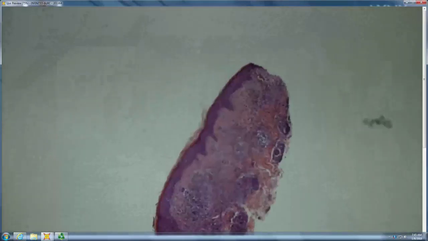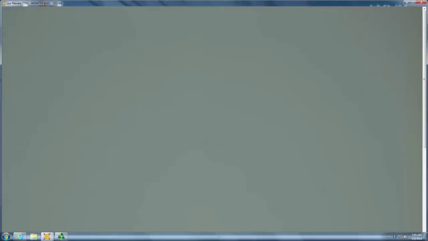Where is our tissue? Right there. There's a smudge right on top of it. That's not very nice. Let's see if we can get it a little better.